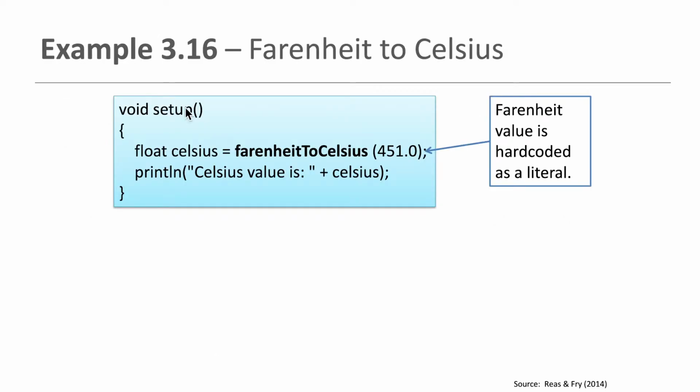So for setup, if we were to do a Fahrenheit to Celsius converter, we would say that the Celsius value equals, make a call to the method and pass in your Fahrenheit value. And it's going to figure out, using some equation, what the answer is, and it's going to come back and store the answer in the variable Celsius. We can then print out that value on the next line.